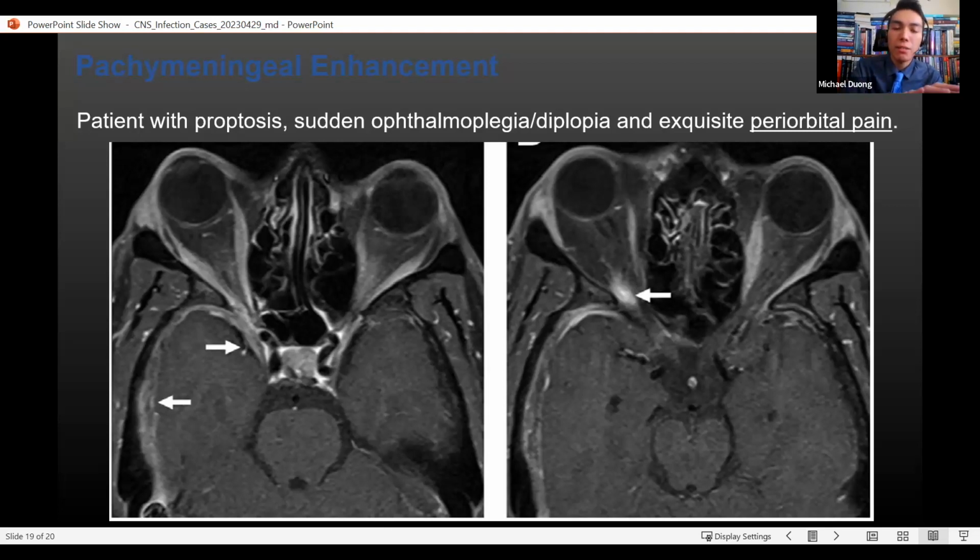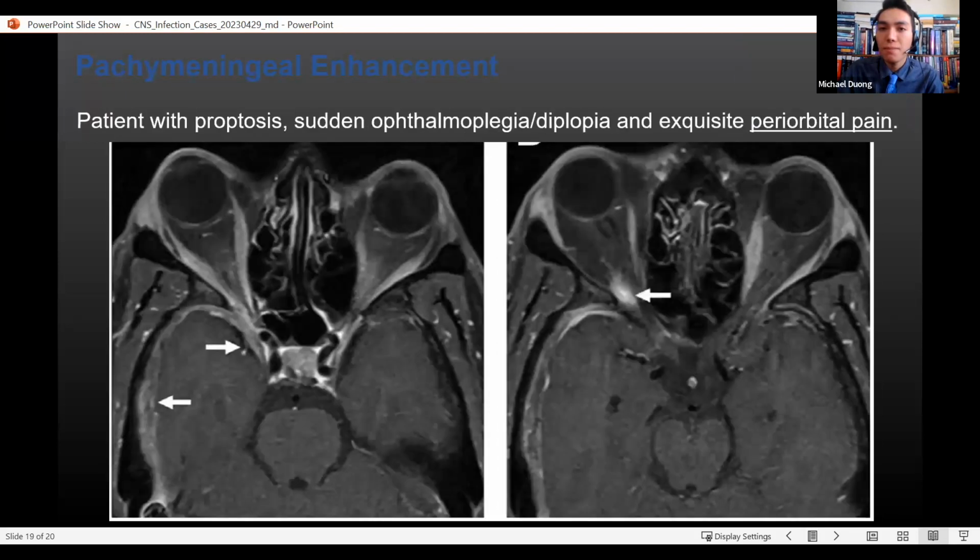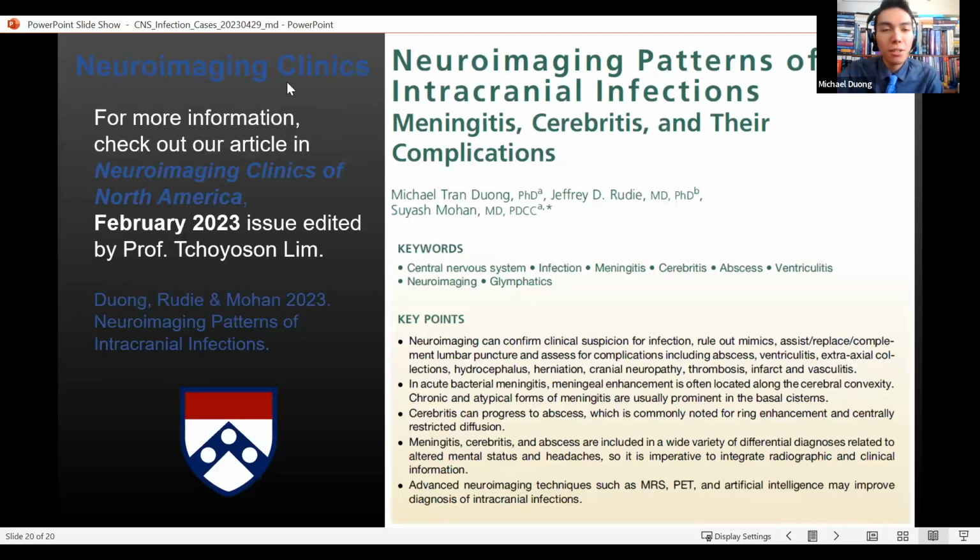But if you have these imaging findings with the clinical constellation, that is this very rare disorder, Tolosa-Hunt syndrome. So if you see something like this, painful, Tolosa-Hunt. If it's not painful, think idiopathic hypertrophic meningitis. And if you're interested in more clinical cases, please read our article in the February 2023 issue of Neuroimaging Clinics. Thank you.